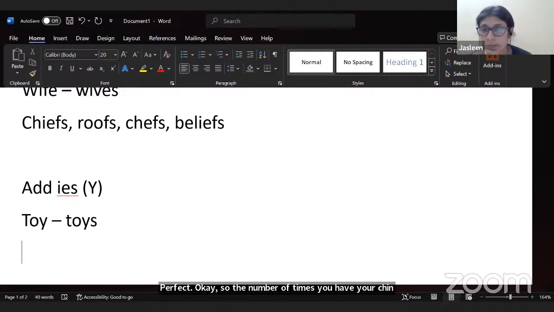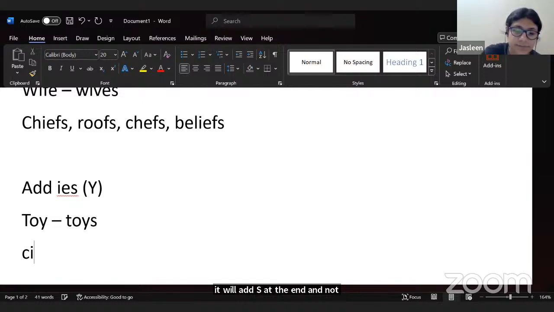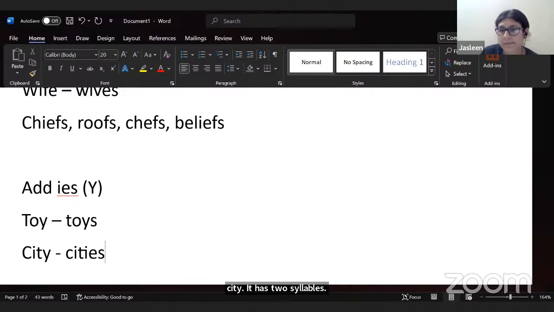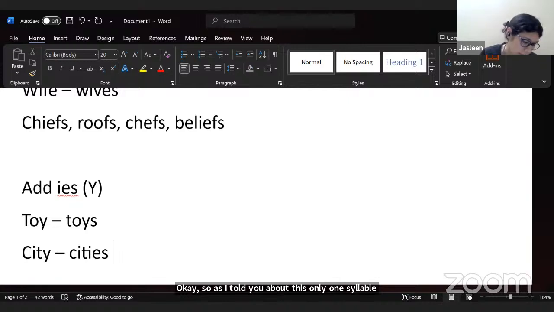So you have two syllables in your name. Now, if you see the word toy, it only has one syllable. Hence, it will add S at the end and not IES. But if you look at the word city, it has two syllables. Hence, we will add IES. Okay? Another example. Okay, so as I told you about this, only one syllable word, they would add only S.